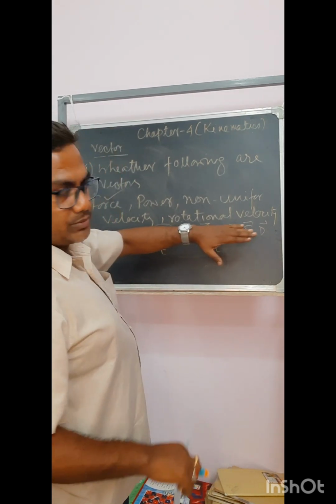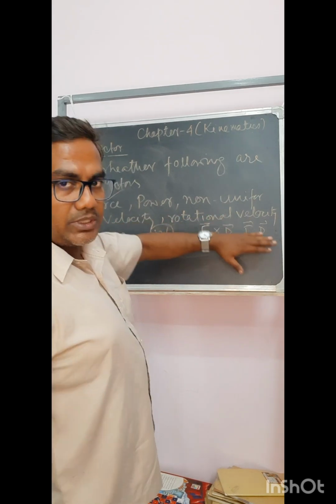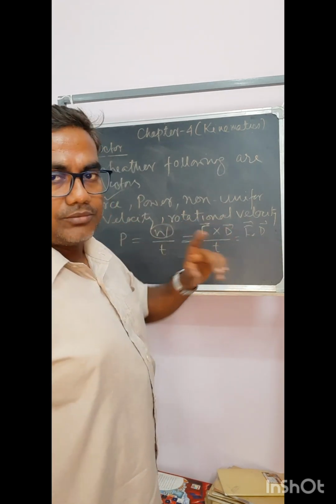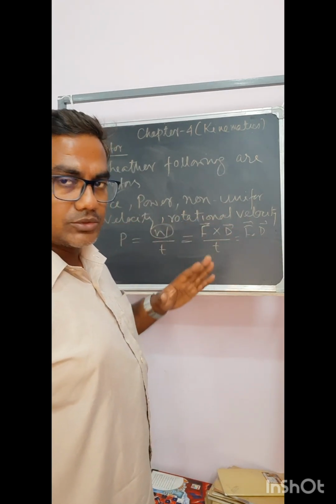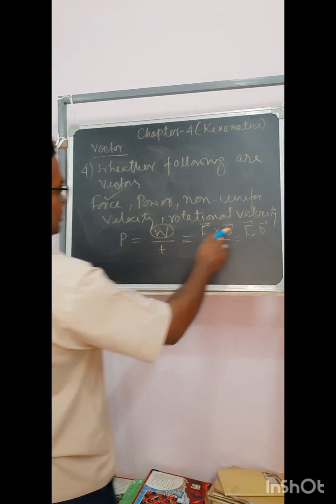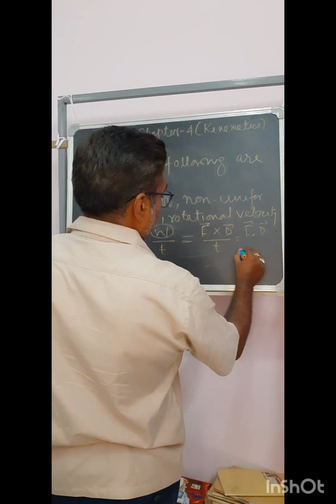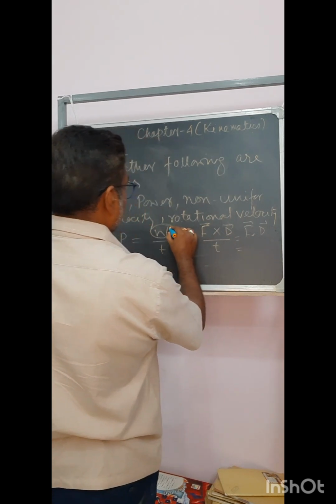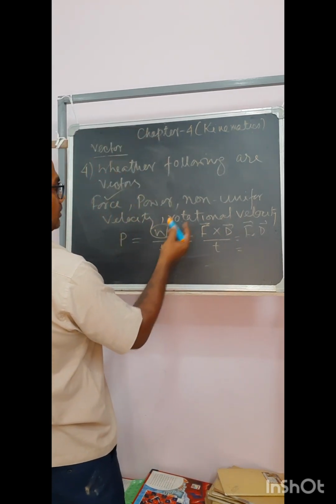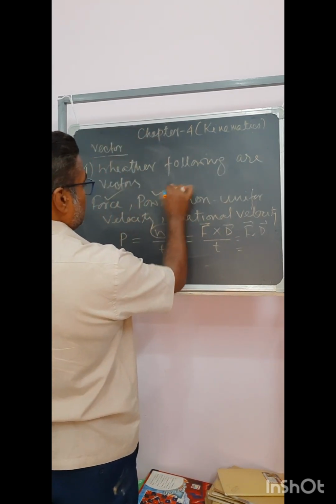If two vectors are multiplied, the resultant will give you a scalar only for linear motion. So in this case also, f into d will produce a scalar, and that is the work done. So work done is a scalar, so it will be a scalar only.